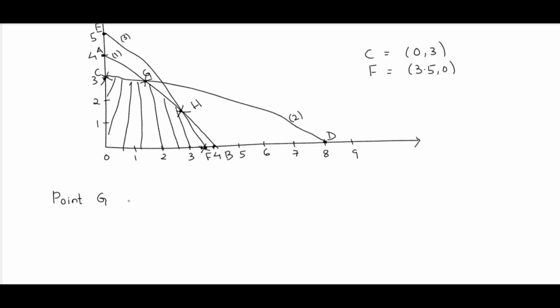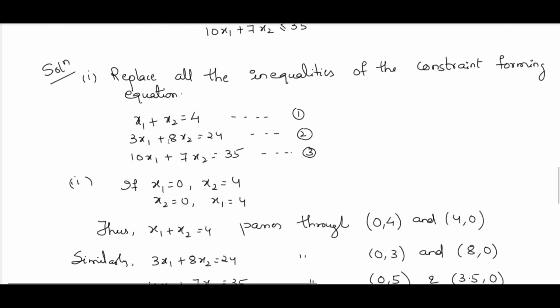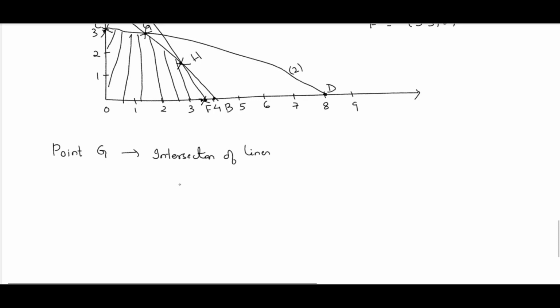point G is the intersection of equation 1 and equation 2, the intersection of lines. That means x1 plus x2 is equal to 4, and 3x1 plus 8x2 is equal to 24.